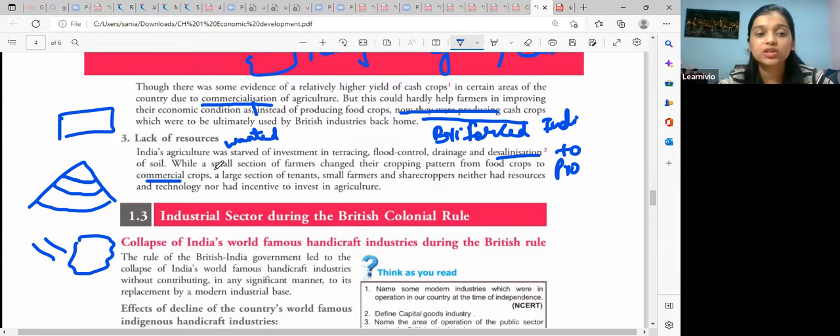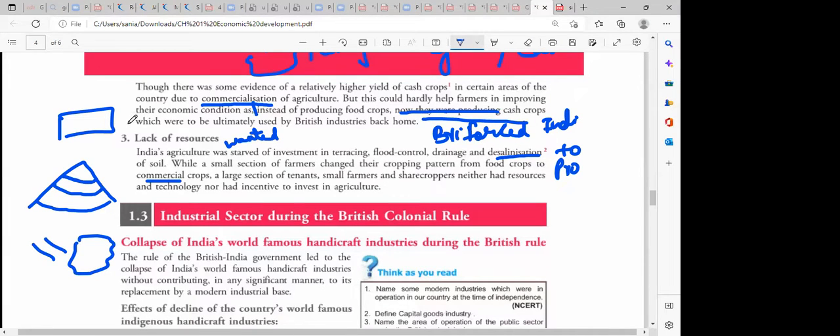And now coming to the section: while a small section of farmers changed their cropping pattern from food crops to commercial crops, or you can write cash crops. Out of 100, 20 people shifted, but the remaining 70 or 80% of people and the small farmers and sharecroppers neither had resources and technology nor had incentive to invest in agriculture, so they left the agriculture sector. Clear? Yes. So these are the three points you will be mentioning over it. Okay, write it up.